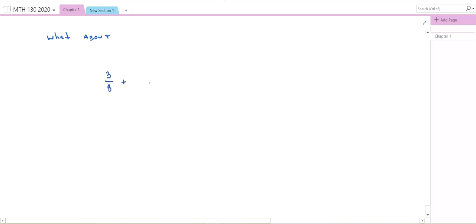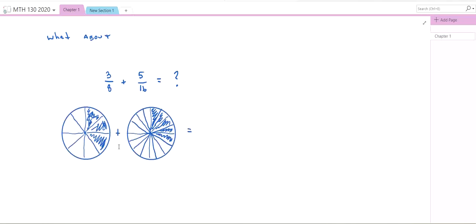3/8 plus 5/16 equals. We just give up because the denominators don't match? It's not possible? No, that doesn't make sense. And it doesn't make sense because we should be able to do this.